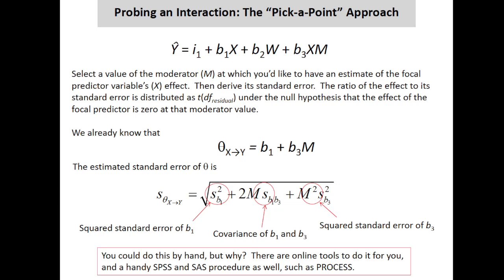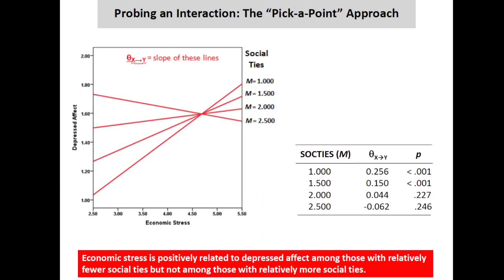So you could do this by hand. You're likely to make mistakes along the way. There are online tools that do it for you, and Process will also do this for you automatically. So no need to have to go into Aiken and West or Cohen and find those formulas and plug away. There are easier ways of doing it. You'll see an output for that later. I've implemented the pick-a-point approach here, just using those values of m that I chose earlier, calculating the conditional effect of x on y, and then getting a p-value from this method. And that's what you get.